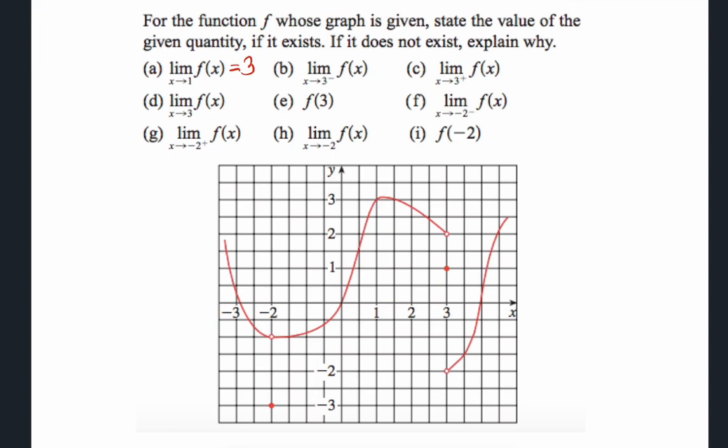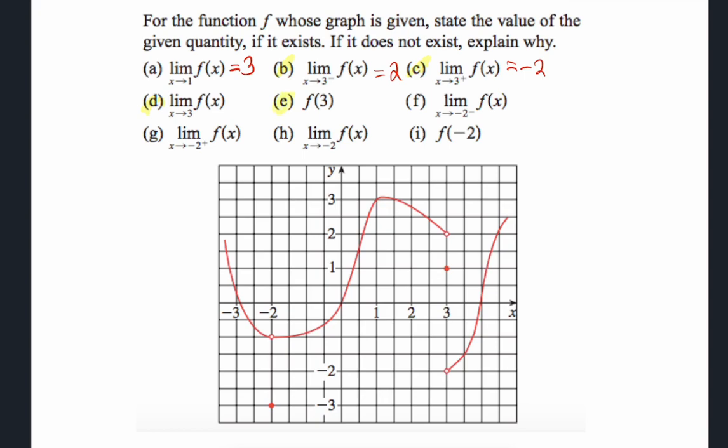Now, for B, C, and D, those ones all go together because it's all related to an x value of 3. So this first one here is 3 from the left. What height are we approaching from the left? We are approaching a height of 2. So this one is 2. What height are we approaching from the right? -2.